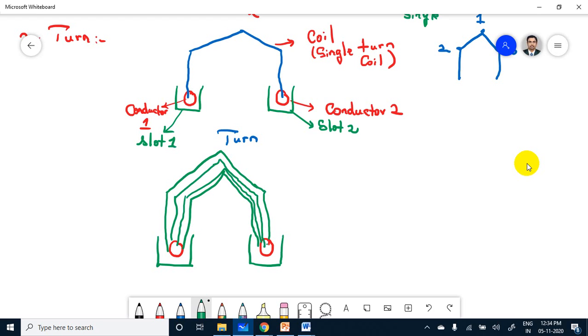There are 4 wires connecting, so the combination of these 4 wires we call a coil, which we have to say is a multi-turn coil. I am replacing 10 by minus 6 on both sides. Any doubts?